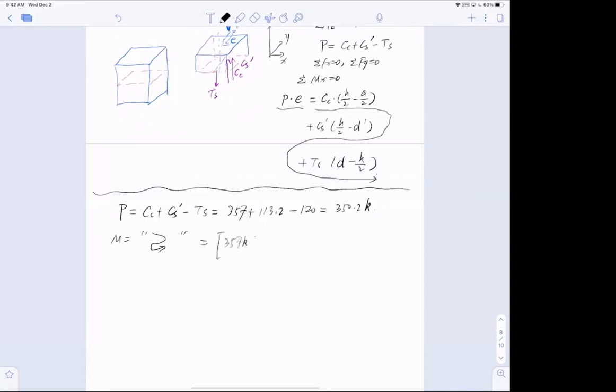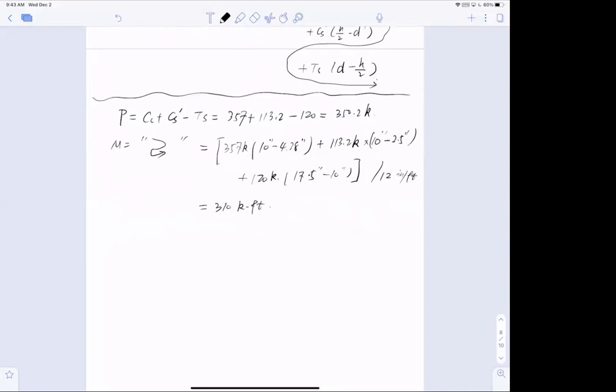357 kips multiplied by a distance of 10 inches minus 4.38 inches. You can check on these numbers. Plus Cs prime, which is 113.2 kips, multiplied by a distance of 10 inches minus 2.5 inches, plus 120 kips on the tension side, multiplied by 17.5 inches minus 10 inches. The whole thing is in kip-inches, so I divide by 12 inches per foot to convert to feet, and have 310 kip-feet.